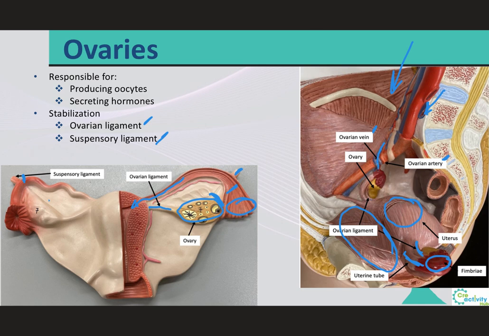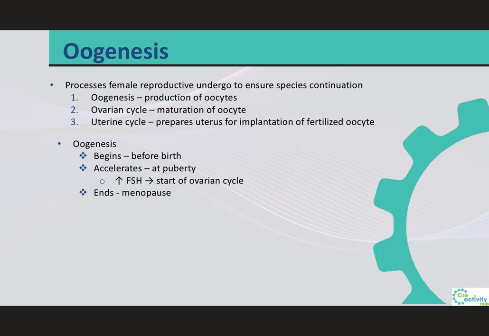Here in blue are the ovarian veins, and in red we find the ovarian arteries. And these lines on this other model under the mesentery are representing these blood vessels as well. There are 3 intercalated processes that help to ensure the continuation of our species from the female perspective. These are the oogenesis, the ovarian cycle, and the uterine cycle.